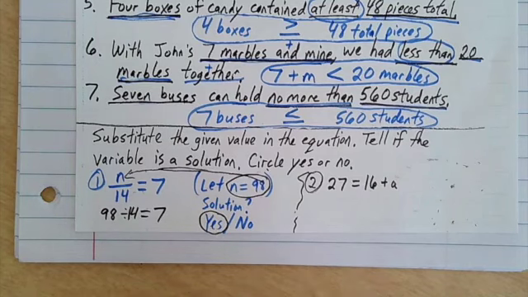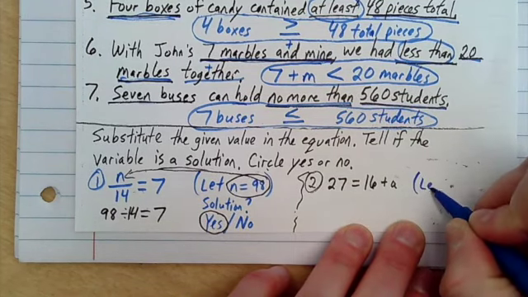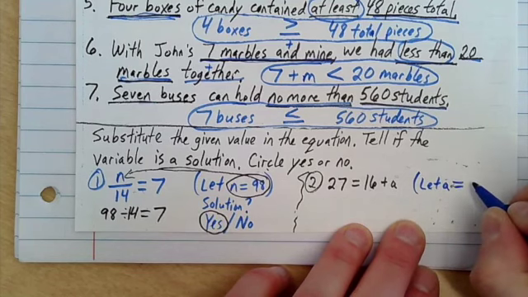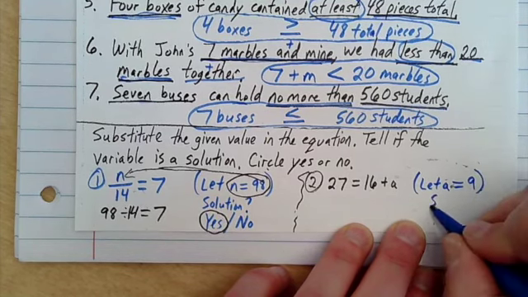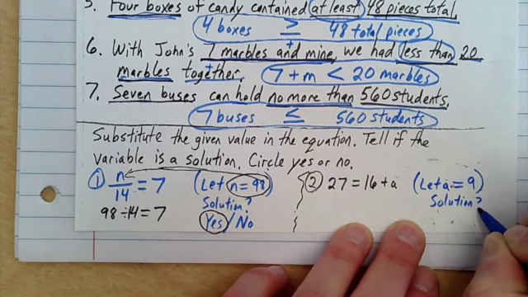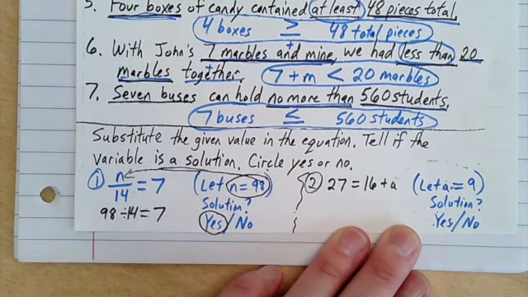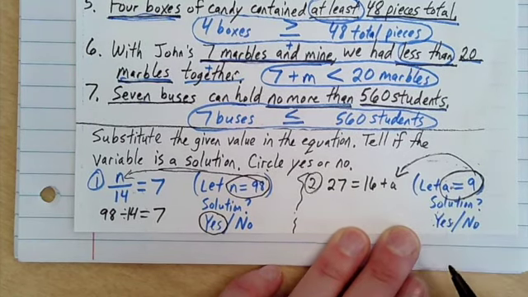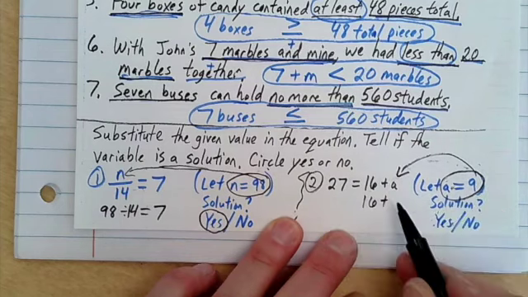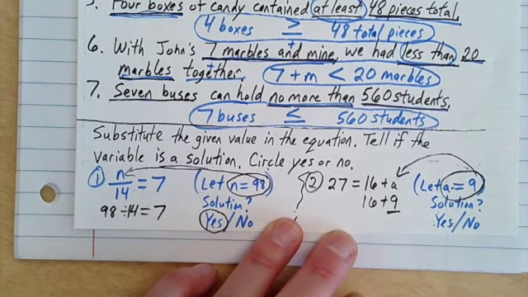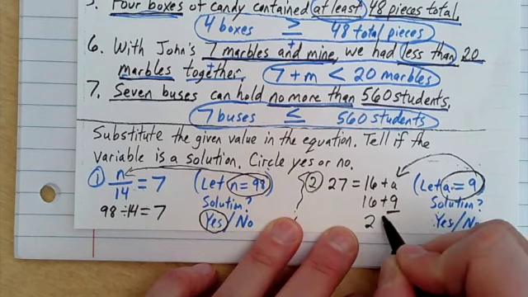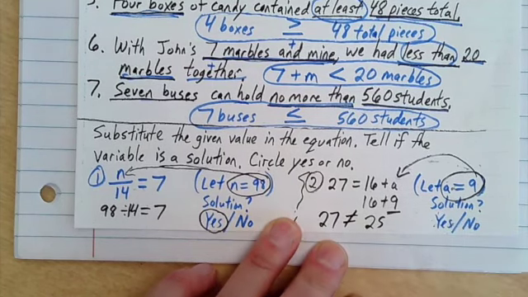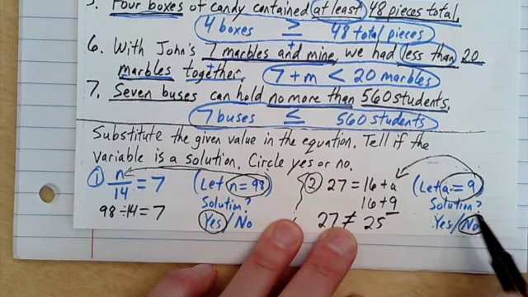The next example, 27 equals 16 plus a. And then the parentheses say you need to let a equal 9. Is this a solution? Circle yes or no. So here's your equation. They're saying that a is going to equal 9, so you need to try 9 in here for a. If I add 16 plus, instead of a, I need to put a 9 in there. 16 plus 9 gives me 25. That is not equal to 27. So that is not a solution. So I would circle no.